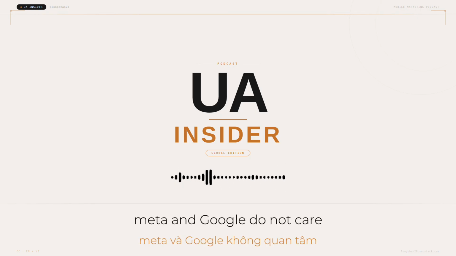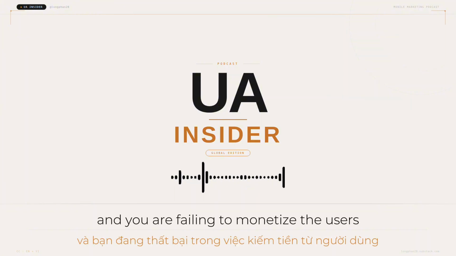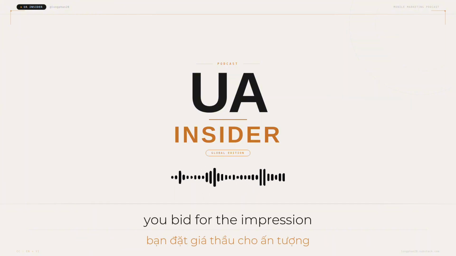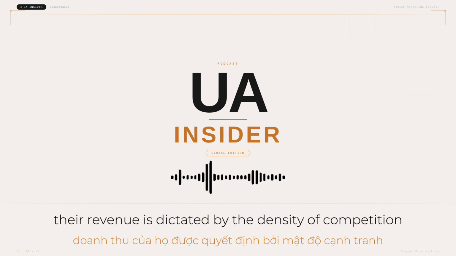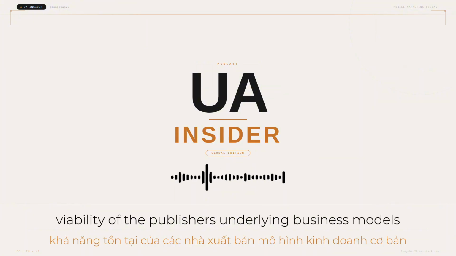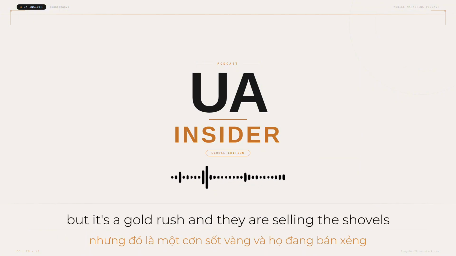Meta and Google do not care if your e-commerce app has a broken checkout flow and you are failing to monetize the users they send you. Right. They don't care if you're losing money. You bid for the impression, they delivered the click, you owe them the money. Their revenue is dictated by the density of competition among publishers, not the viability of the publisher's underlying business models. I've said this before, but it's a gold rush, and they are selling the shovels.